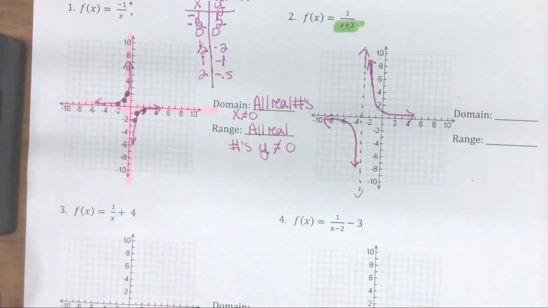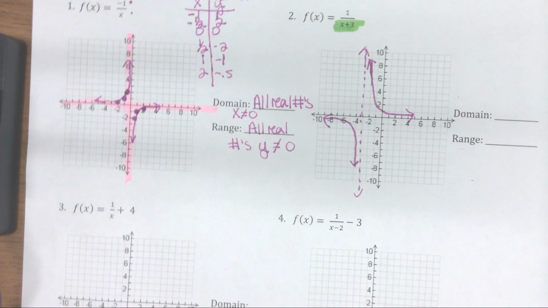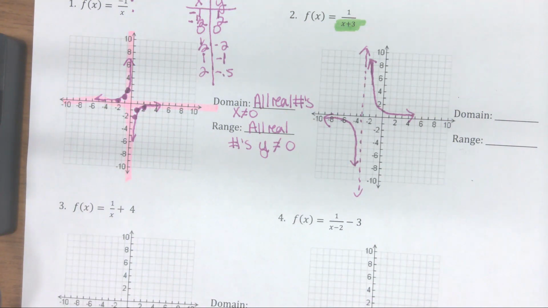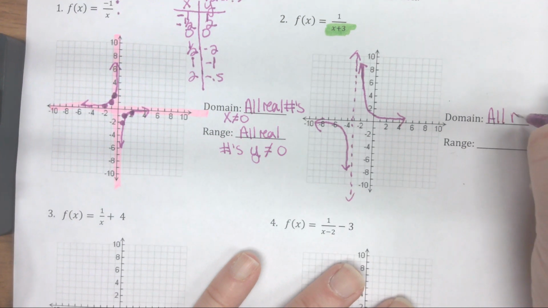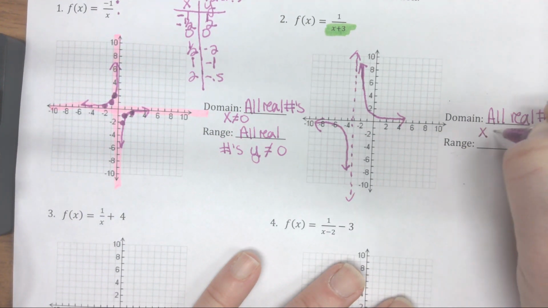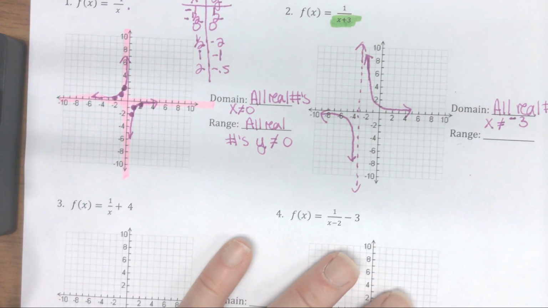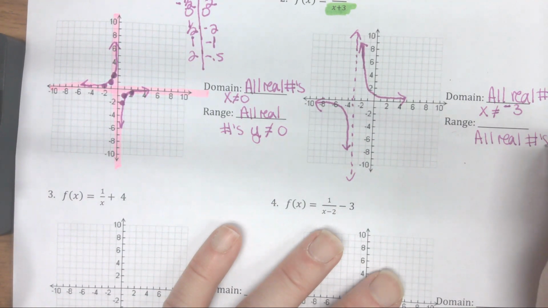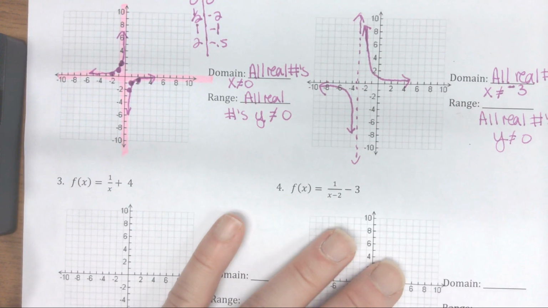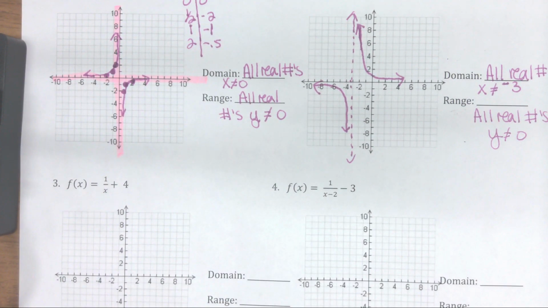Okay, guess what? The domain isn't all real numbers except 0 anymore. What do you think it is? All real numbers except -3, right? Because it doesn't cross at -3. All right, so domain, all real numbers. X is not equal to -3. And we said the y didn't change. So all real numbers, y still does not equal 0. Okay, this is the last one we're going to do.